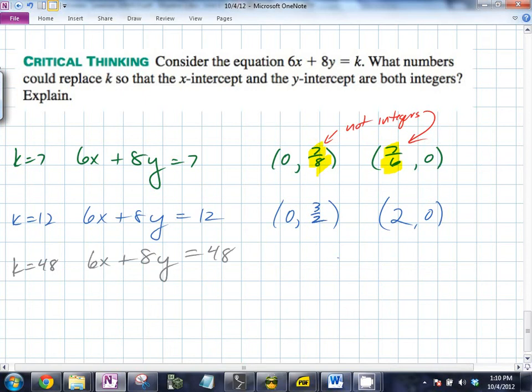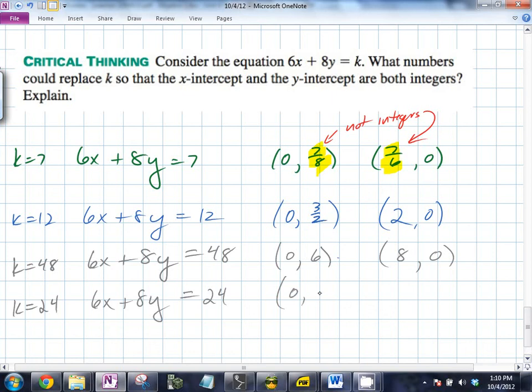So if x is 0, what's y going to be? 6. If y is 0, what's x going to be? 8. Are these both integers? Yes. So what's another value that could work? K equals 24. It does work indeed. You have 6x plus 8y equals 24. It'd be 0, 3, and 4, 0.